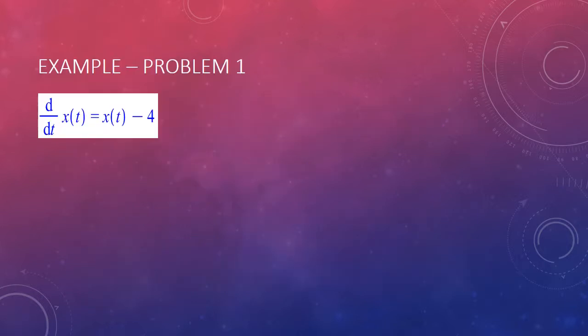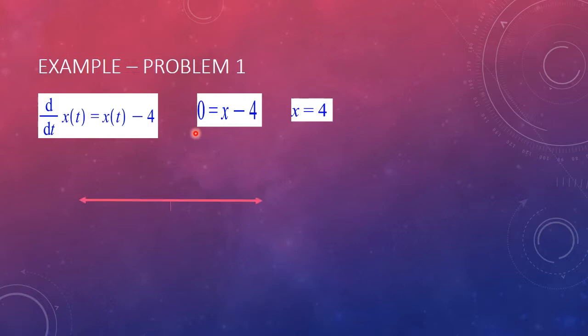Alright, so let's solve problem 1 as an example. So we have our differential equation here. The first derivative is equal to x minus 4. And so the first thing we want to do is find the critical point. So we set the derivative equal to 0. And that tells us that our critical point has to be 4. And so now I'm going to make what's called a phase portrait diagram. It's basically a number line. So I mark 4, and then I want to check the value of the derivative to the left and to the right of this critical point.